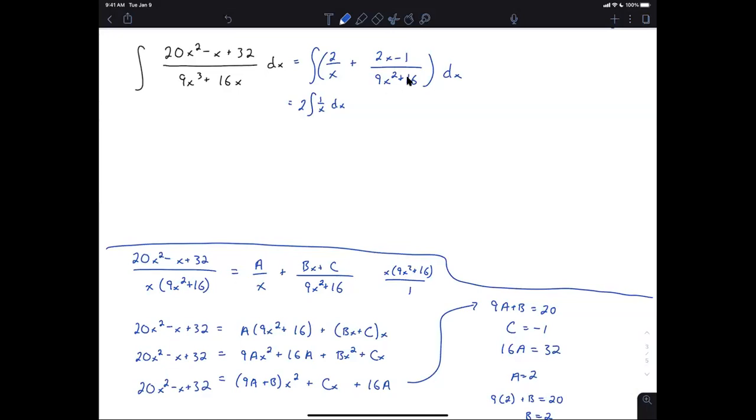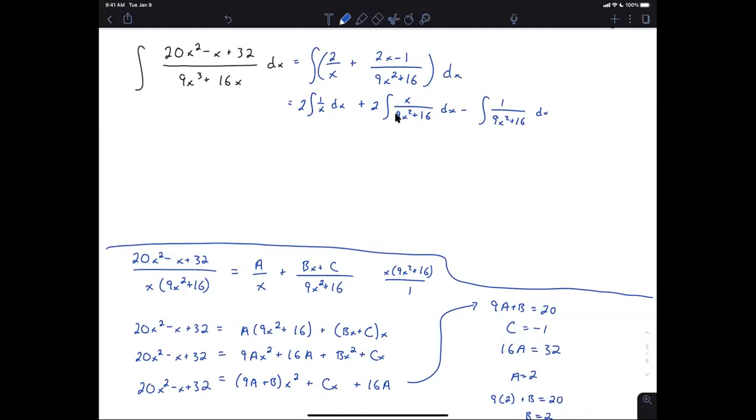Like if it was 2x over the bottom, that would be log. And so we actually use log and inverse tangent, but we split it into 2 in order to do that. So we go 2 integral x over 9x squared plus 16 dx minus the integral of 1 over 9x squared plus 16 dx. So this third part is inverse tangent, but this middle part is log, where u equals the bottom. Does that make sense to everybody?